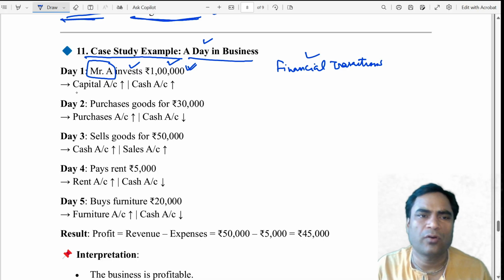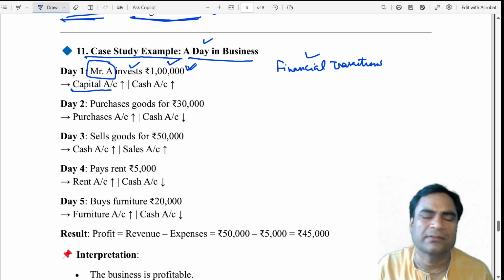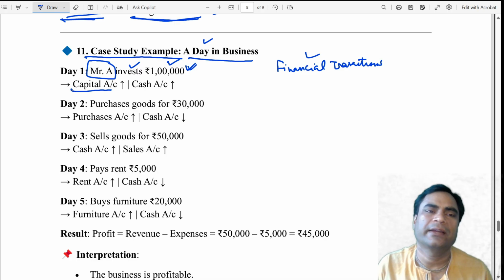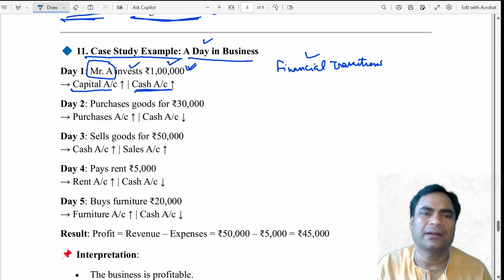So the two accounts which are involved are, first of all, the capital account. Why the capital account? Because Mr. A is the owner of the business, and I have already told you earlier in the same class that whenever the business owner gives some money to the business, his name is not mentioned in the accounting books. Only the capital account is mentioned. So one account which would be involved is the capital account, and the other account is cash, because 1 lakh rupees are brought into the business in the form of cash. So the two accounts involved are the capital account and the cash account.